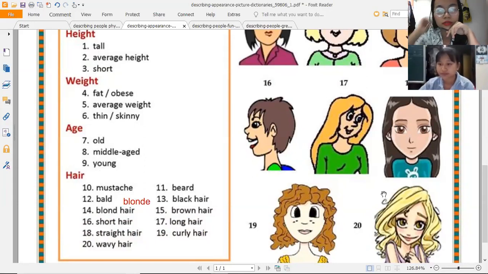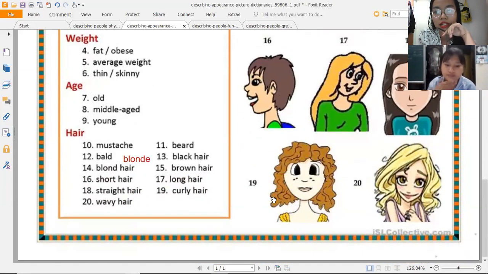Next one. Curly hair. Curly hair is picture 19, right? Yeah. Okay, curly hair. And what is wavy hair? Can you guess? I don't know. Okay, do you know the word wave? Okay, I write it for you.